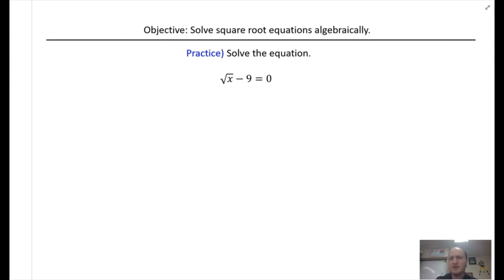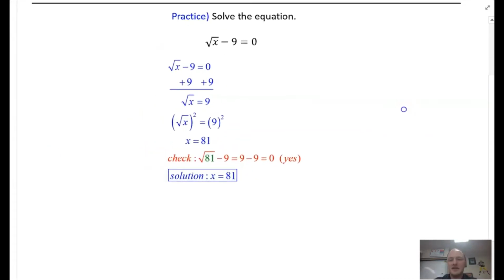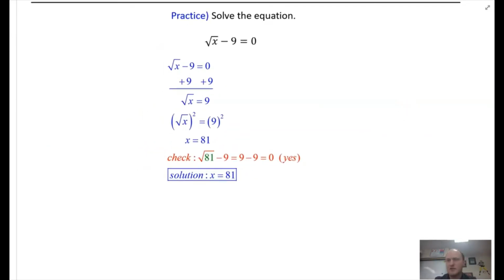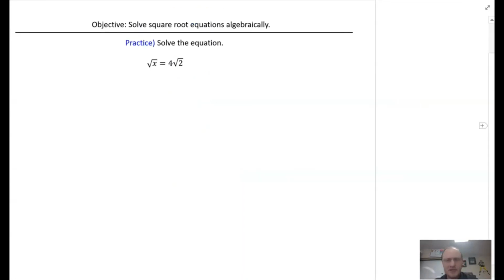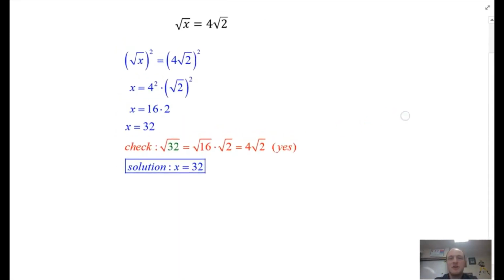Hopefully you paused it and tried it. Here is the solution. You should have gotten 81, and it is not extraneous. So there you are. Here's practice 2. Please pause this and give this one a go. Hopefully you did. Here is the solution. You should have gotten 32. And I think that is it.